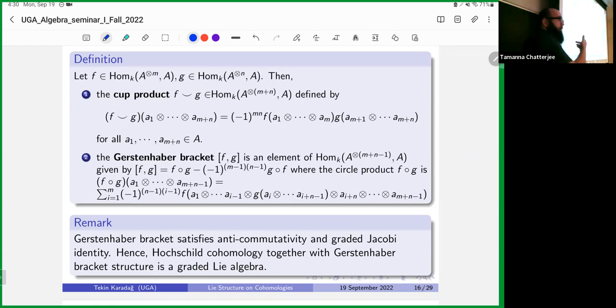And now the bracket takes an element in HH^m and an element in HH^n, and sends it to an element in HH^(m+n-1). The bracket satisfies anticommutativity and the graded Jacobi identity. So that makes Hochschild cohomology a graded Lie algebra.